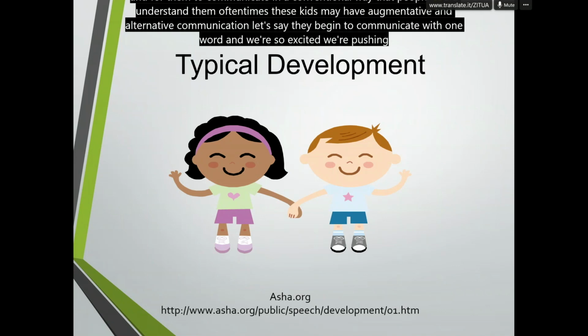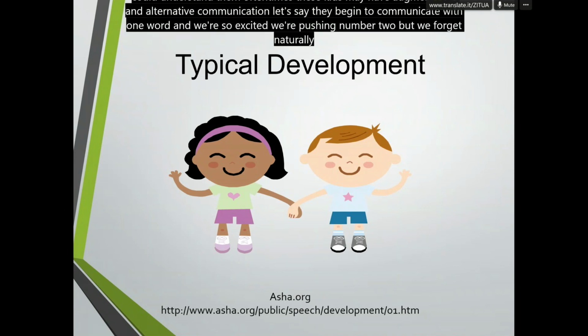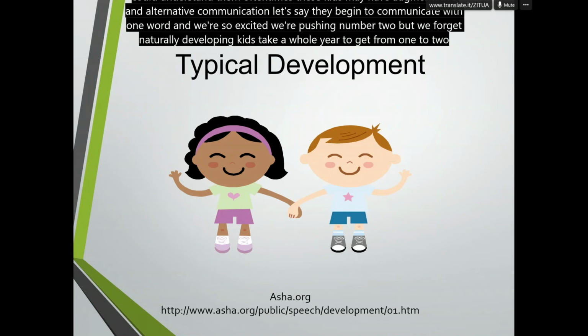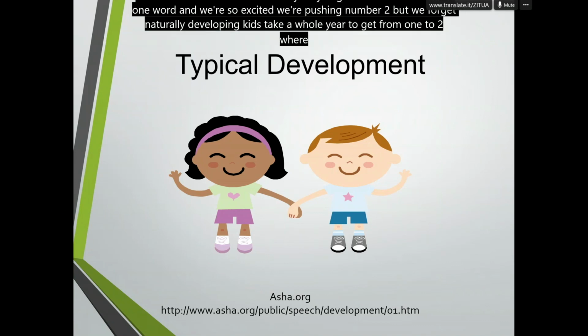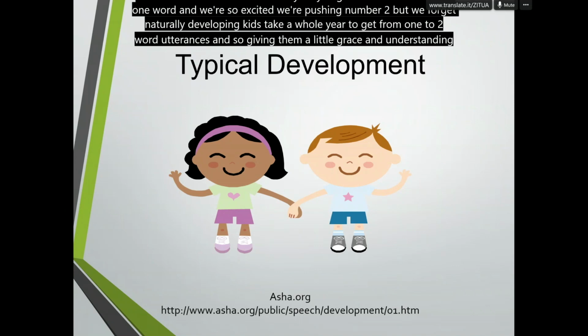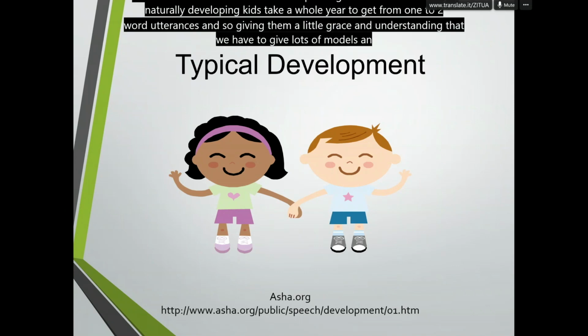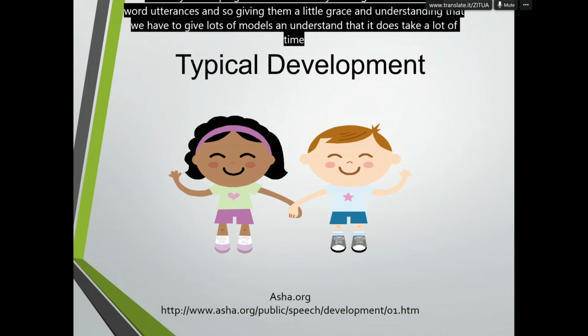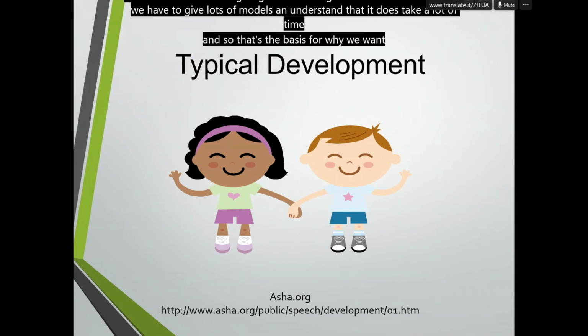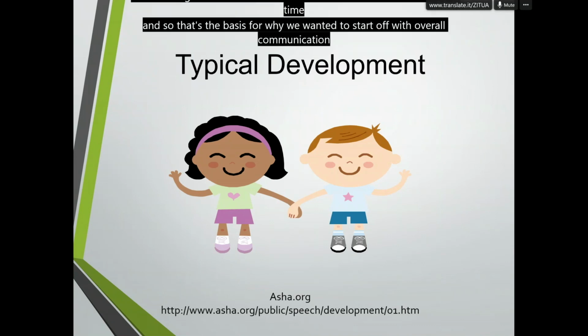But we forget naturally developing kids take a whole year to get from 1 to 2 word utterances. And so giving them a little grace and understanding that we have to give lots of models and understand that it does take a lot of time. And so that's the basis for why we wanted to start off with overall communication. And for that, I wanted to give an example of my student, Joey.